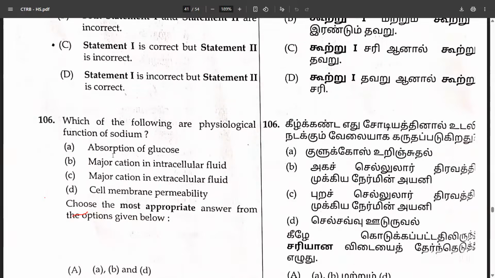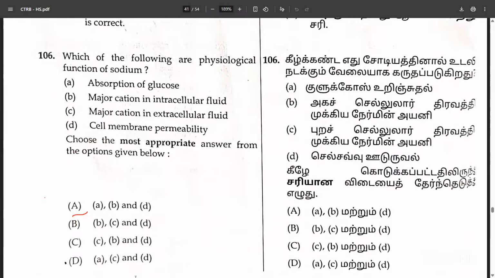Which of the following is a physiological function of sodium? Physiological functions of sodium are absorption of glucose, then we have major cation in extracellular fluid and cell membrane permeability. So you'll simply eliminate major cation of intracellular fluid. It is extracellular fluid, the right one.